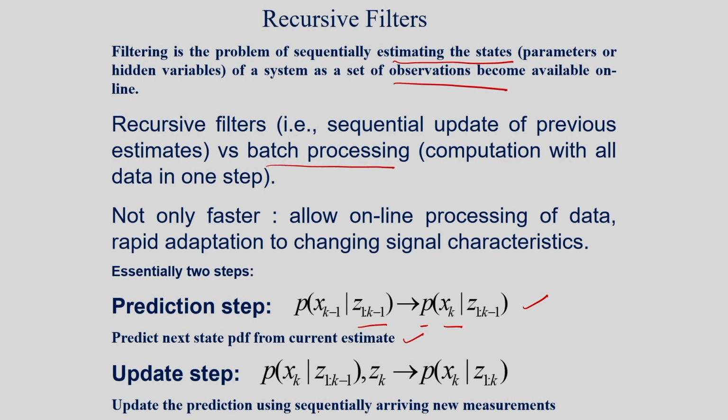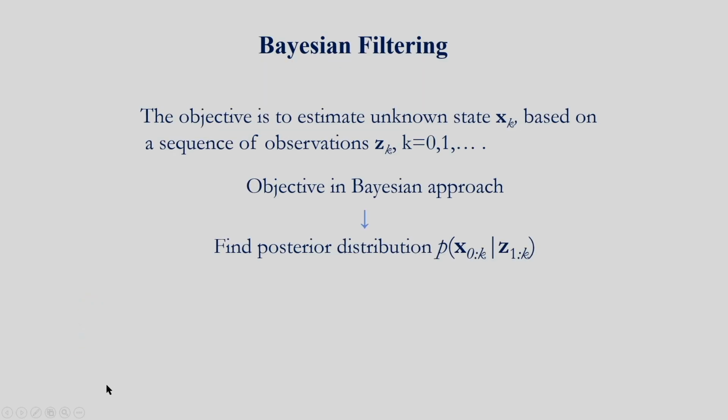So update the prediction using sequentially arriving new measurements, because we have the measurements, we have the observations. From these observations we have to update the prediction based on sequentially arriving new measurements. That means we have two steps, one is the prediction step, another one is the update step. That is the concept of Bayesian filtering. The objective is to estimate the unknown state xk based on a sequence of observations. The observations are zk, and we have to find the posterior distribution. That is the objective of the Bayesian approach.